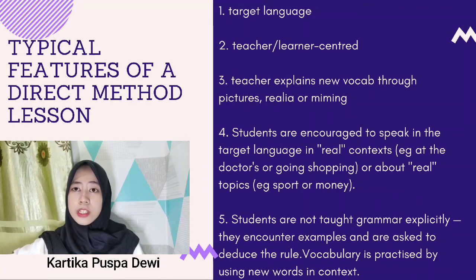And there are typical features of direct method lessons. First, target language. Second, teacher or learner centric. Third, the teacher explains new vocabulary through pictures, realia, or miming. Fourth, students are encouraged to speak in the target language in real contexts. Example, at the doctor's or going shopping, or about real topics. Example, sport or money. Fifth, students are not taught grammar explicitly. They encounter examples and are asked to deduce the rule. Vocabulary is practiced by using new words in context.